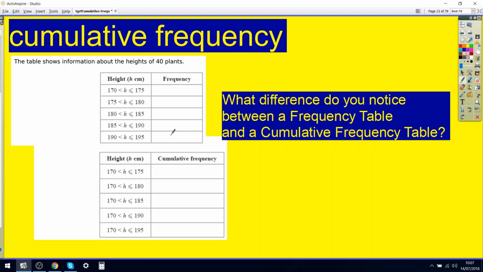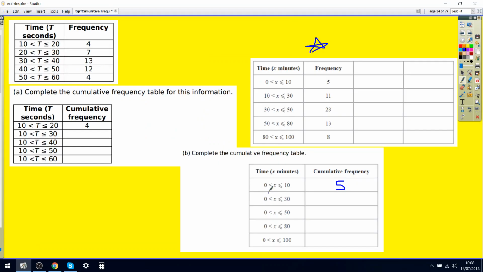Okay, so complete the cumulative frequency table. Let's do the one on the right. So, what would go in the first box? X is between 0 and 10. 5. How about the next one? Was it like 20 or something? So it's the next one, instead of it being 10 to 30, it's 0 to 30. Yeah. So that's like 0 to 30. So 15.